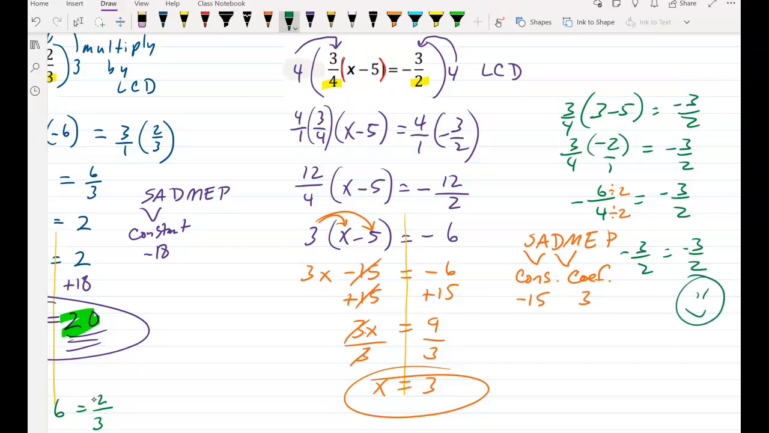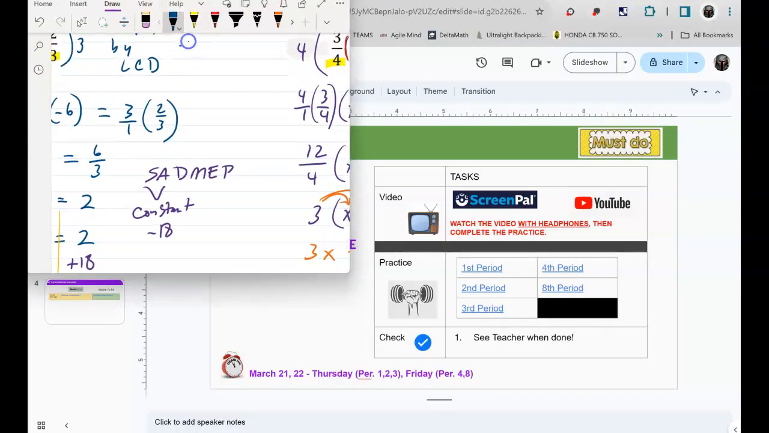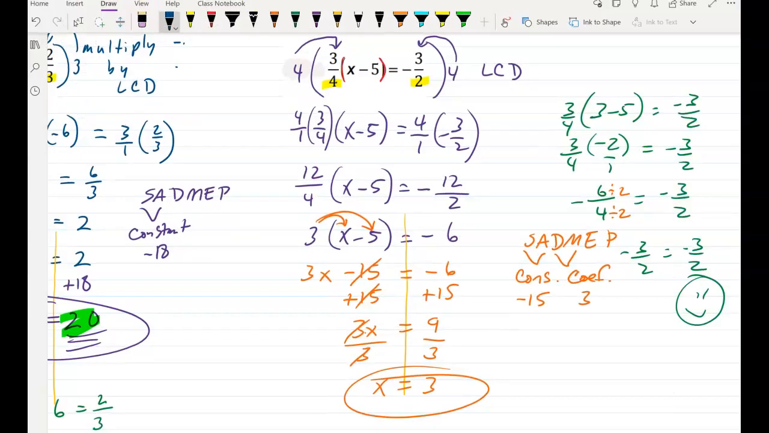All right? So remember, to get rid of fractions in an equation before you can start to solve, if you want to get rid of those fractions, this is how you do it. You multiply every term. Multiply every term by the least common denominator.